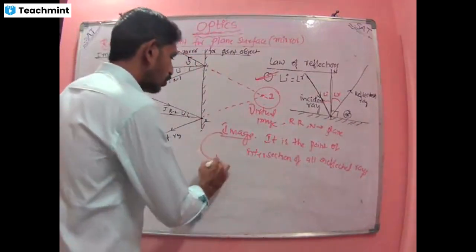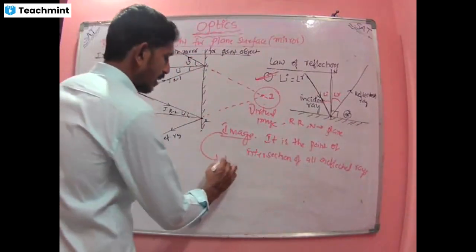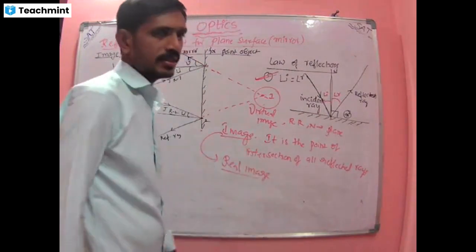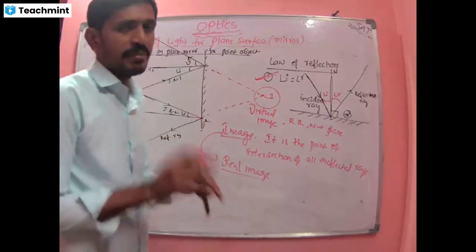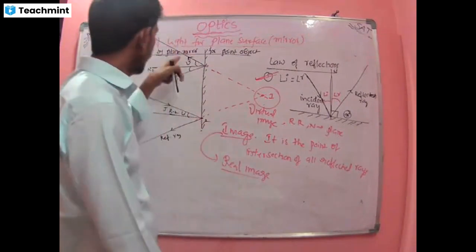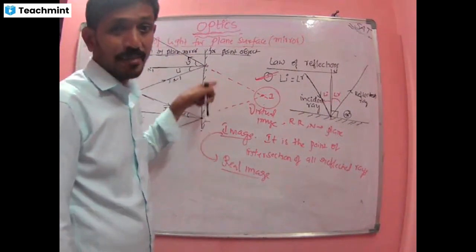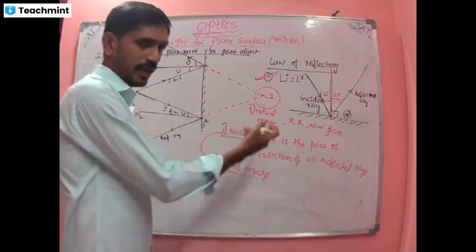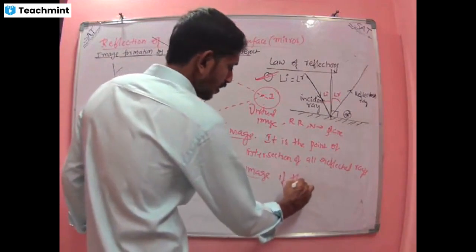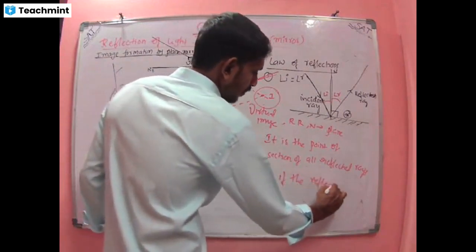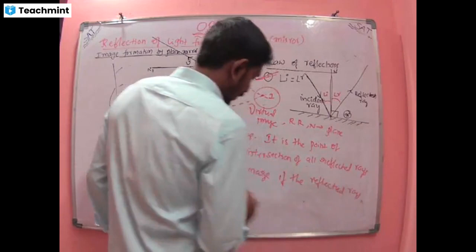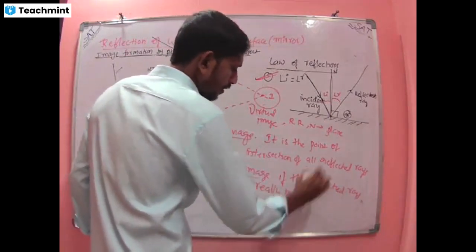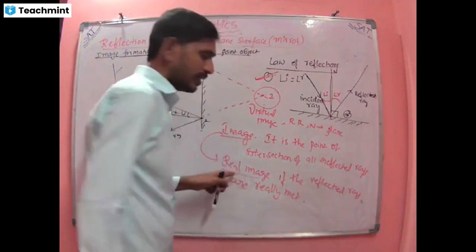In that, we have two types of images. One is a real image. What is a real image here? Real means the reflected rays really meet. So these reflected rays do not really meet; they appear to meet. That's why that image is called a virtual image. If the reflected rays really meet, that is called a real image.